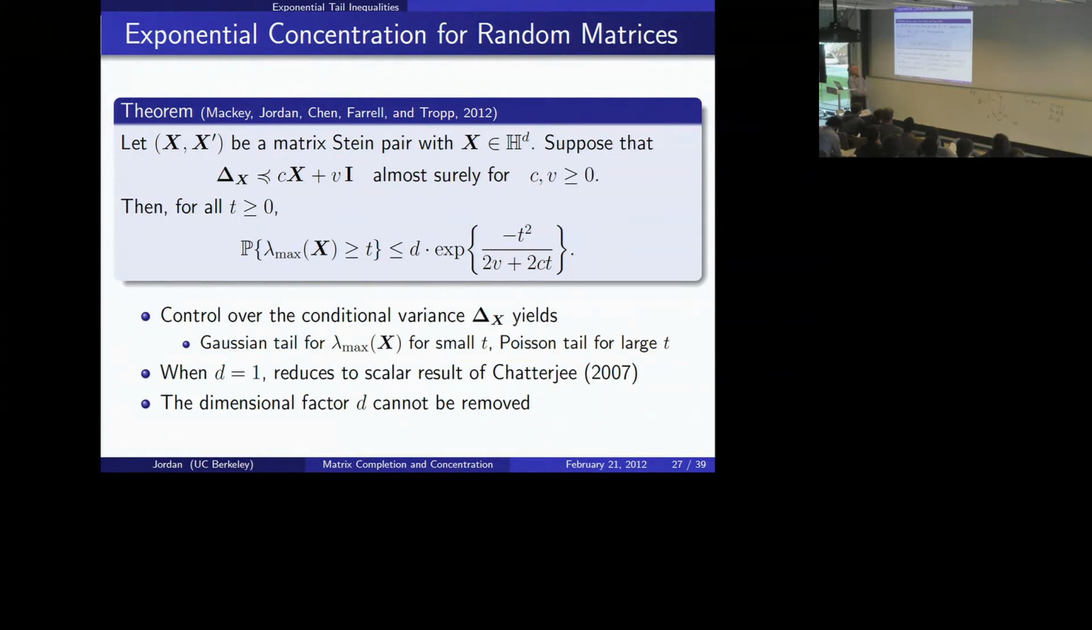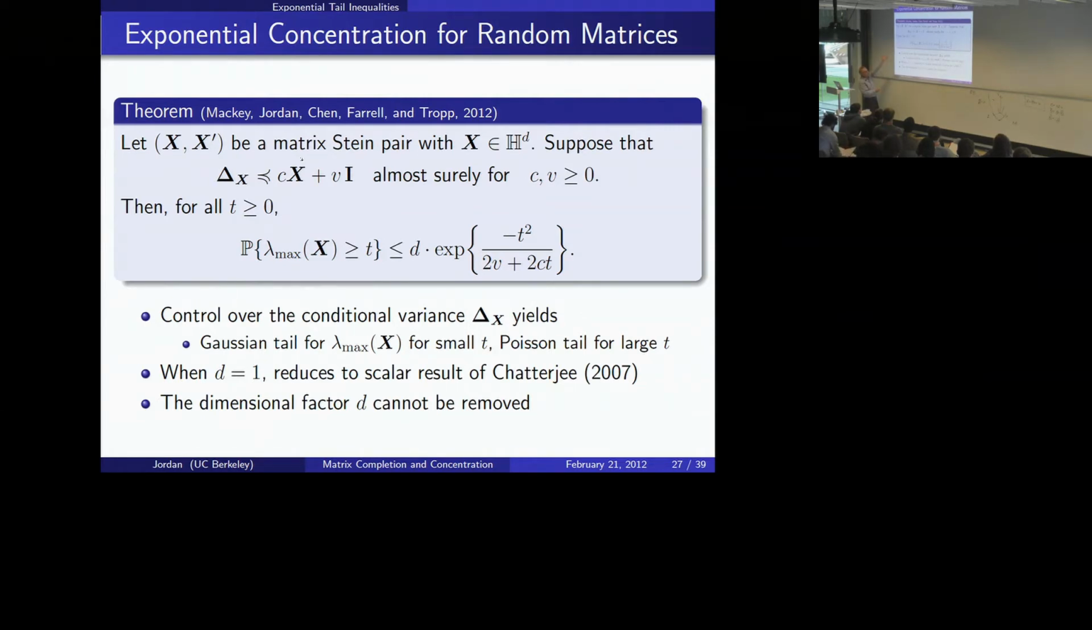Let me just show you a theorem, and I will then show you a little bit about how we prove it. Let X and X prime be a matrix Stein pair. We're trying to prove things about X, and with some art I figured out this X prime. Now suppose we can control the variance in some way. Since it's a matrix, we control it by having an upper bound that is proportional to the random variable itself plus another identity term. The C and V are constants.